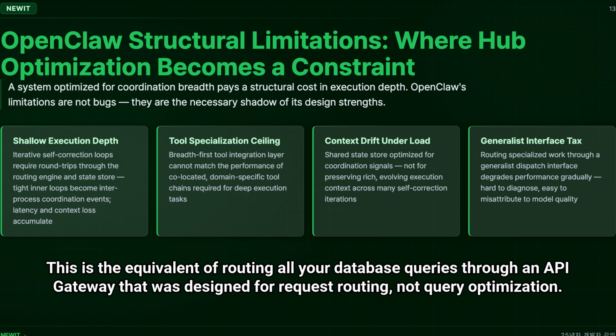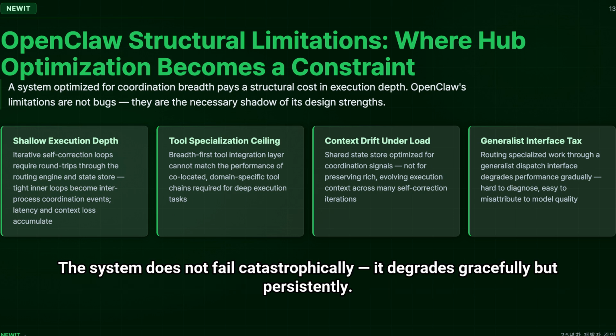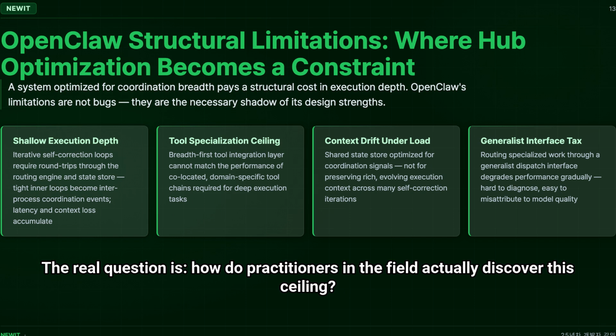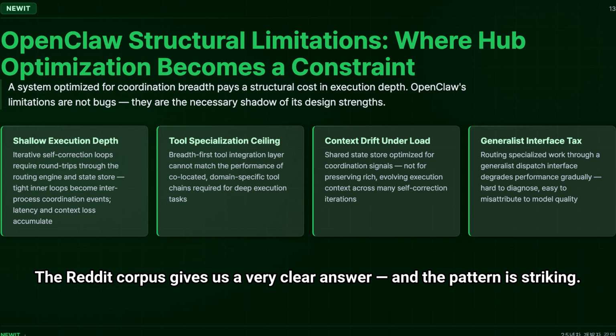This is the equivalent of routing all your database queries through an API gateway that was designed for request routing, not query optimization. The system does not fail catastrophically, it degrades gracefully but persistently, and that gradual degradation is actually more dangerous because it is harder to diagnose. The real question is, how do practitioners in the field actually discover this ceiling? The Reddit corpus gives us a very clear answer, and the pattern is striking.